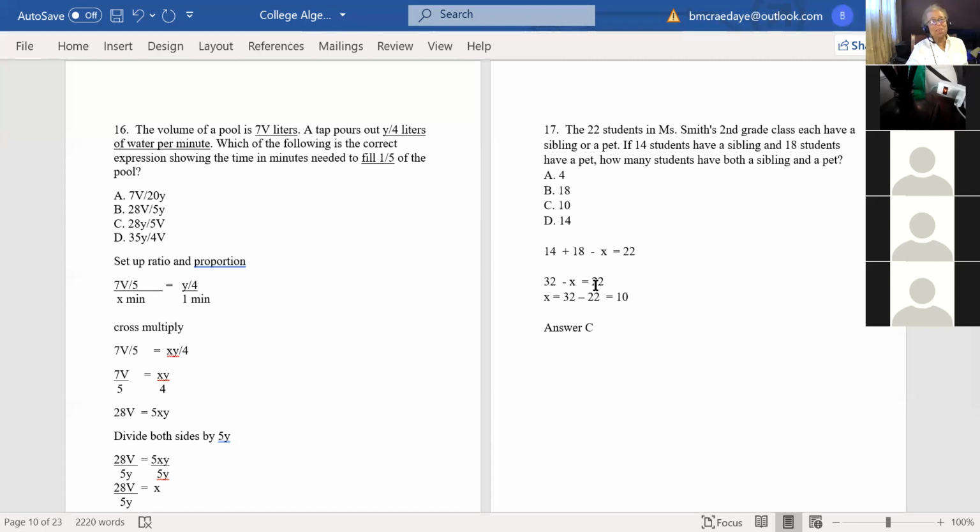Remember, when you have these kinds of problems, you've got something counted twice. That's why you're subtracting it out. You can see 14 have a sibling, 18 have a pet. That's like 32, but there are only 22 students in the class, so something is included in here that's got to be subtracted out. If I've got 14 with a sibling and 18 that have a pet, and I only have 22 students total, then I've got some that have both. The ones that have both have to be subtracted out of this sum, right? So that means 10 students have both.